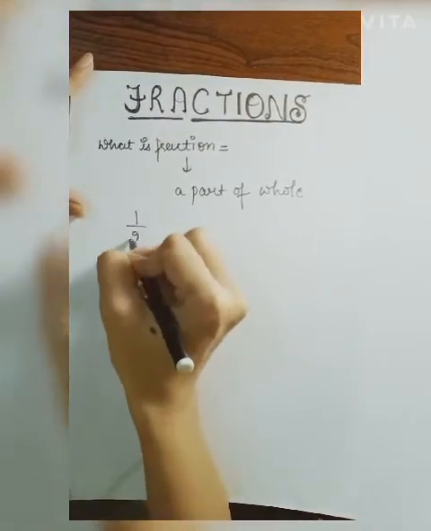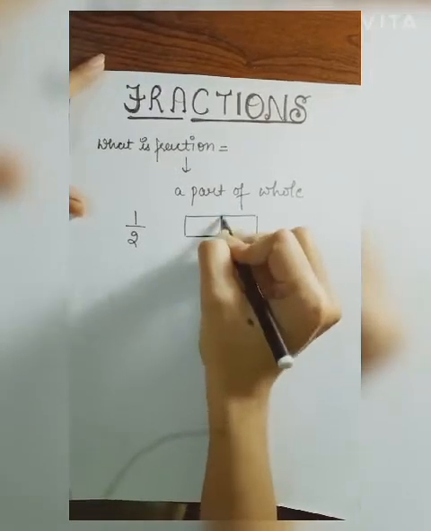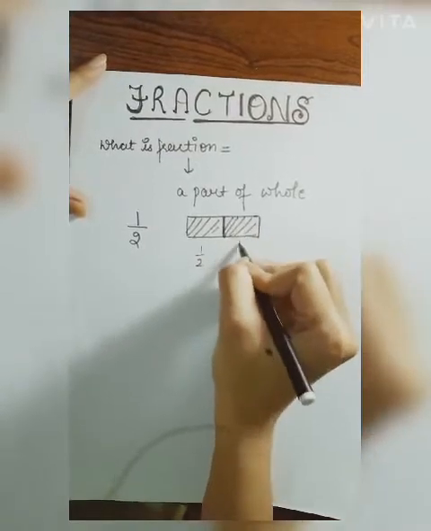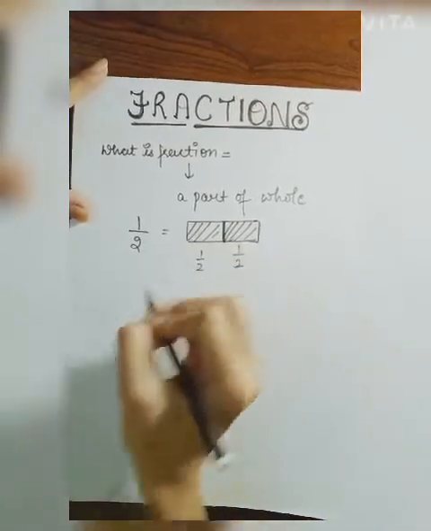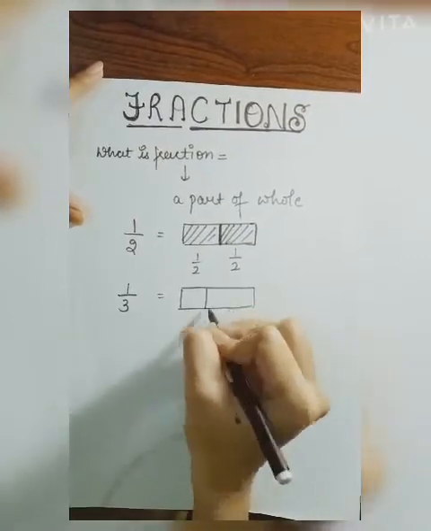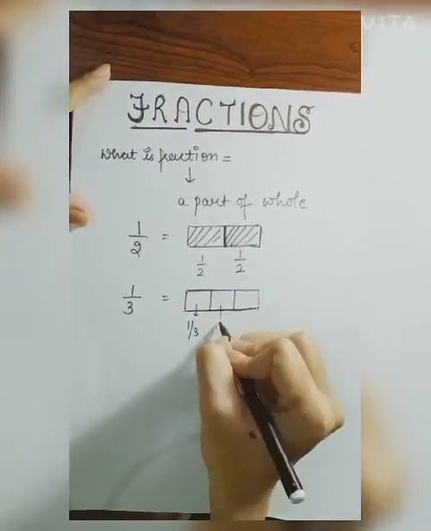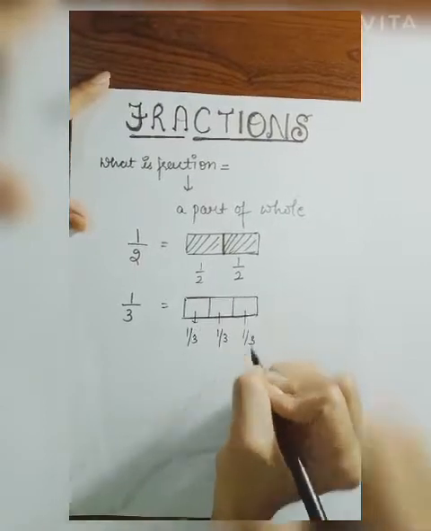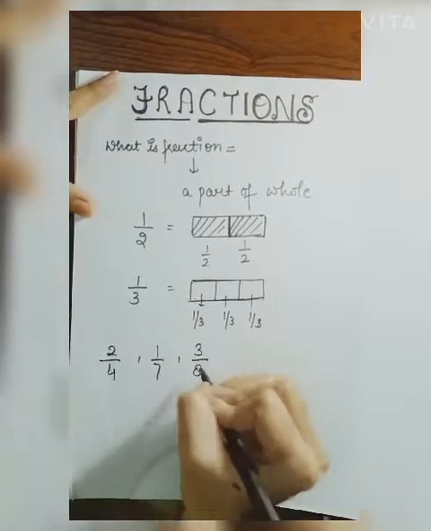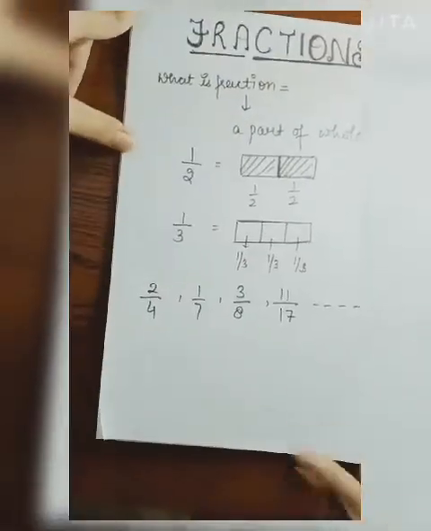Suppose I write 1 upon 2. What does it mean? If there is a square and we divide it into two equal parts, this part is 1 upon 2 and this part is 1 upon 2. If I write 1 upon 3, that means 3 equal parts of something. I divided this rectangle into 3 equal parts. Now each part is 1 upon 3. Similarly, we can write 2 upon 4, 1 upon 7, 3 upon 8, 11 upon 17 and so on. A fraction can be any number.